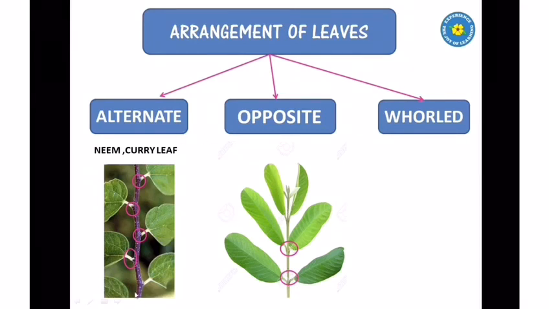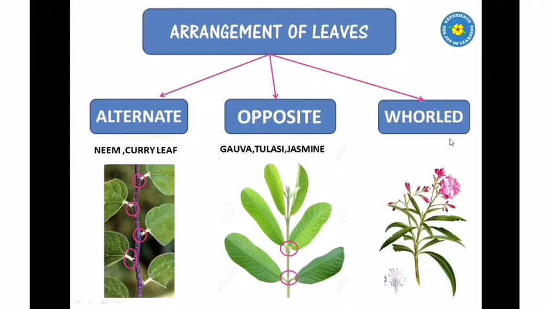So in alternate, only one leaf arises, and you can see it in a zigzag pattern. Whereas in opposite, two leaves arise from a single node facing each other. Examples, guava, tulasi, jasmine. And the whorled is where a set of three or more leaves arises from a single node. You can see three leaves arising from a single node. This is called a whorled or a circle. Examples, Nerium and mango.